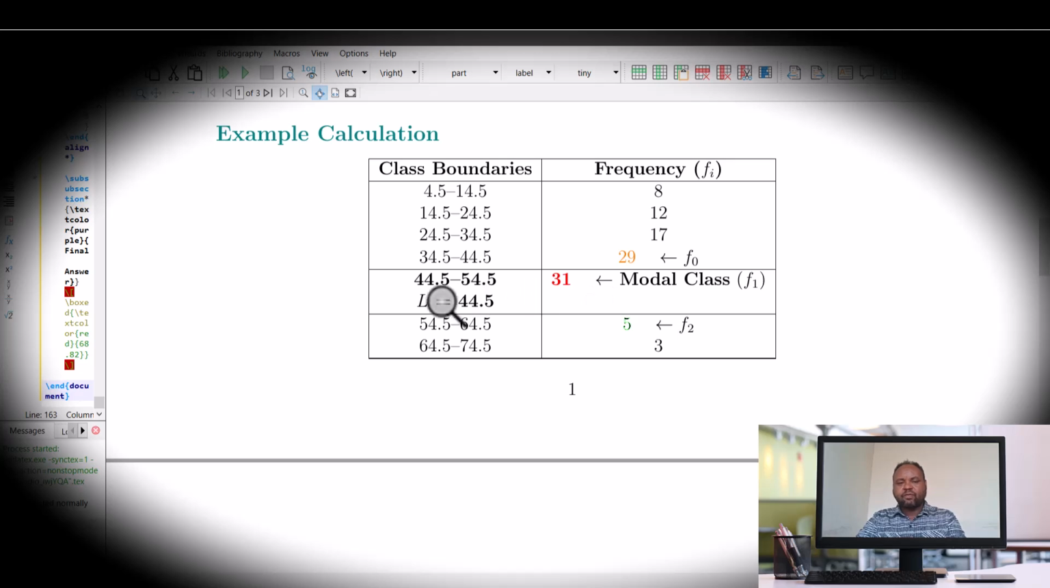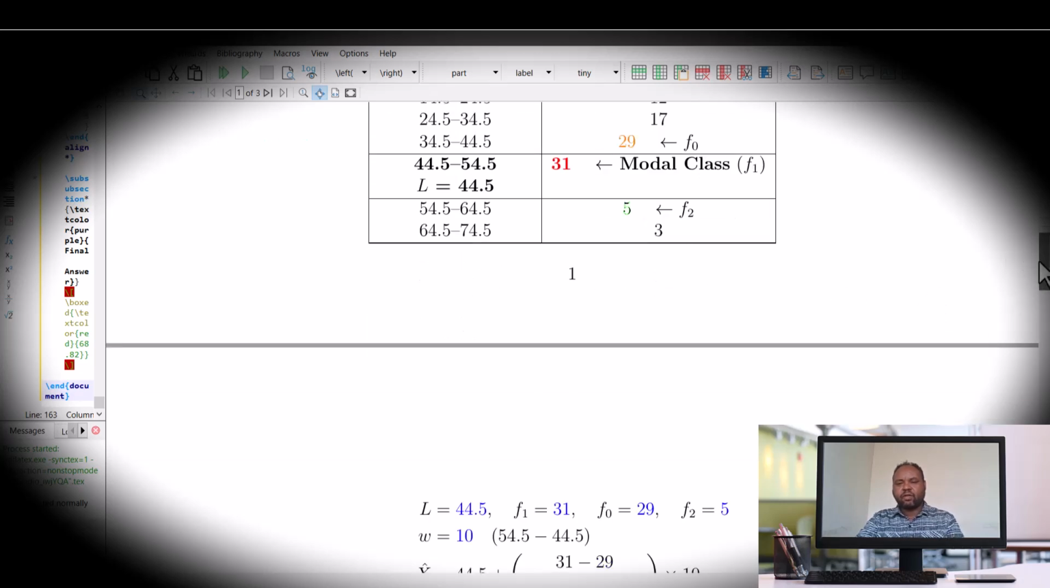That is the 5th class, which is the class with the highest frequency, 31. We don't have any class with a frequency beyond this. So this class is the modal class, whose frequency is F1. The rest are the preceding and succeeding class frequencies, right? The class frequency preceding the modal class is F0, which is 29, and the class frequency succeeding the modal class is F2, which is 5, and the lower class boundary of the modal class is 44.5.